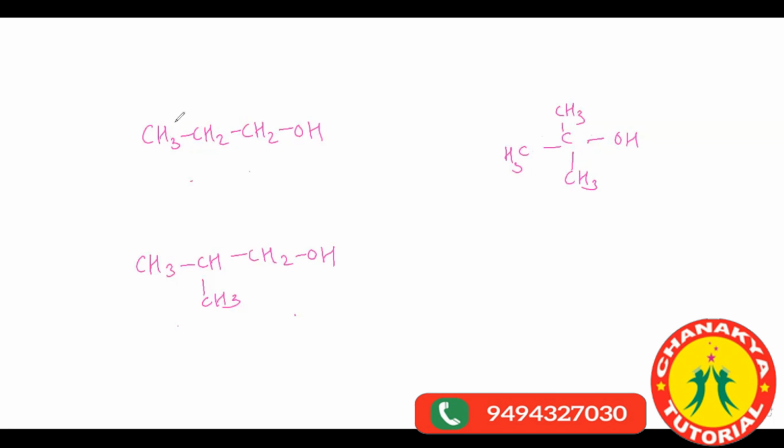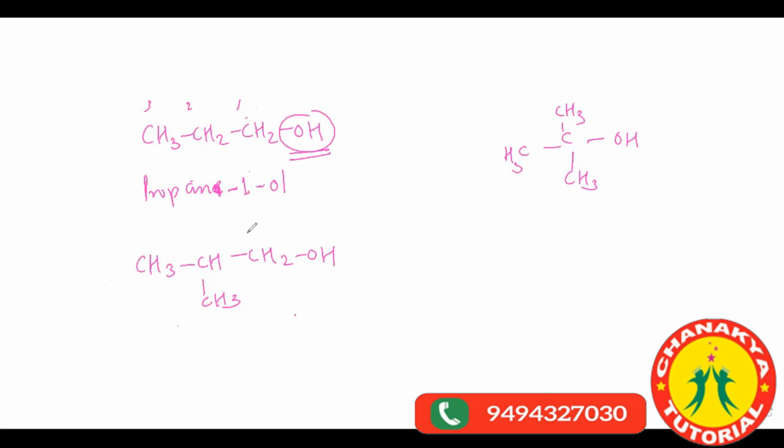For that, you first have to check the longest chain: 1, 2, 3. And the numbering should start from the side nearest to your functional group, right? So it is propane. Which number carbon has the functional group attached? First carbon. So the E would be replaced with OL. First of all, you write propane, dash, the number of the carbon where the functional group is attached, and the suffix for alcohol. So the name of this compound would be propane-1-ol as per the IUPAC rule.